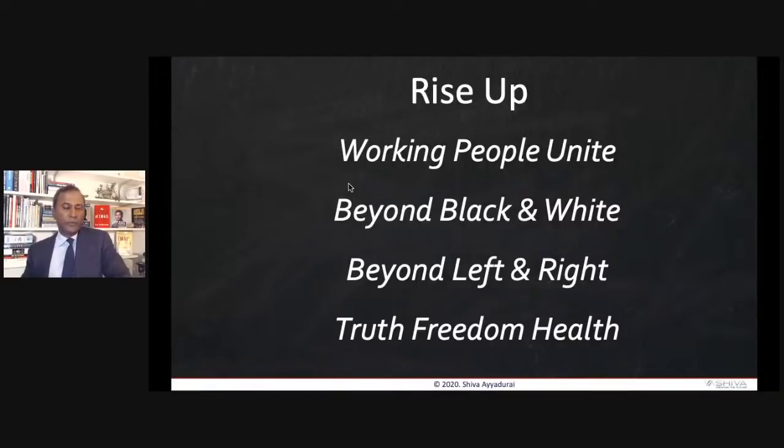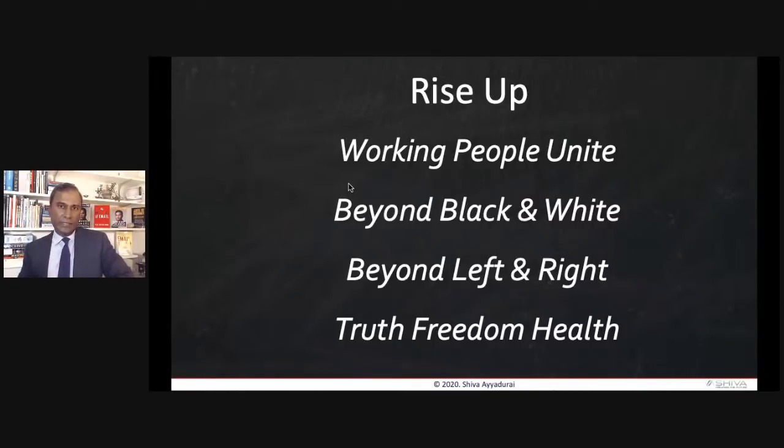And this is why the movement for truth, freedom, and health is so important. This is why it's gone global. It's gone national. And this is why it was so dangerous to the establishment. This is why they had to cheat. First of all, they're cheaters. They're afraid of us uniting. Our campaign slogan is working people unite beyond black and white, beyond left and right, truth, freedom, and health.